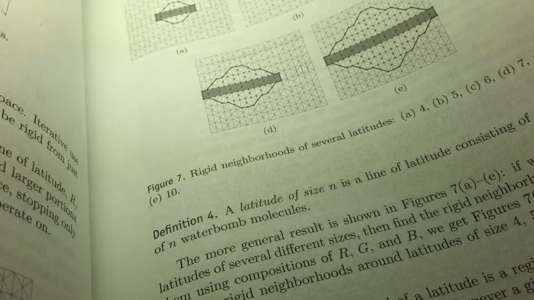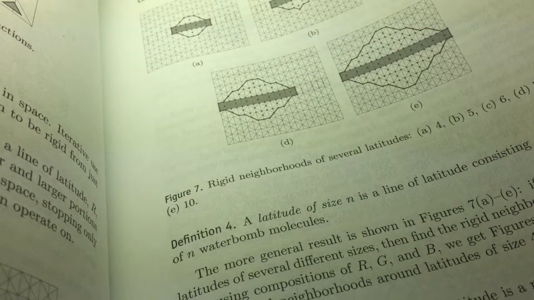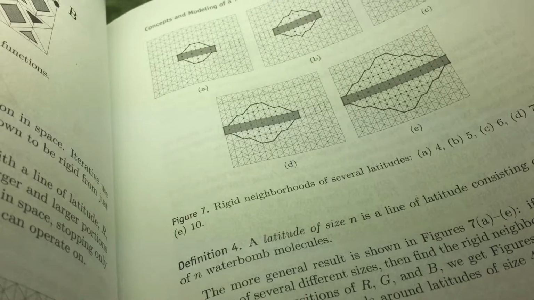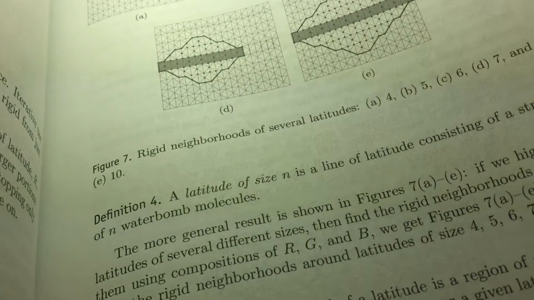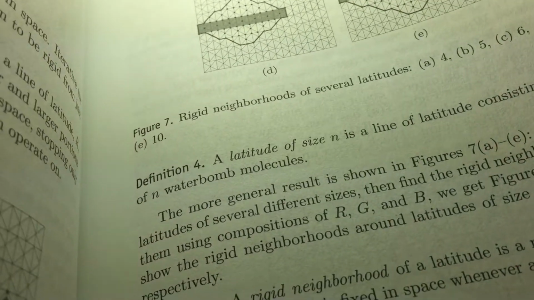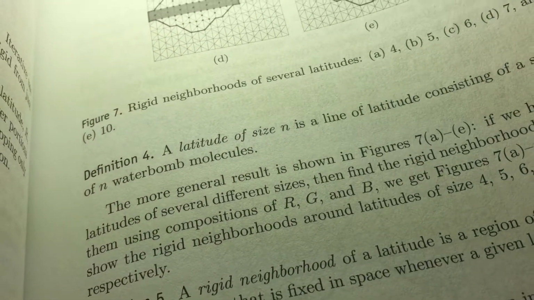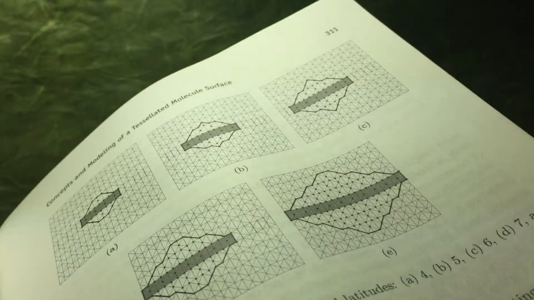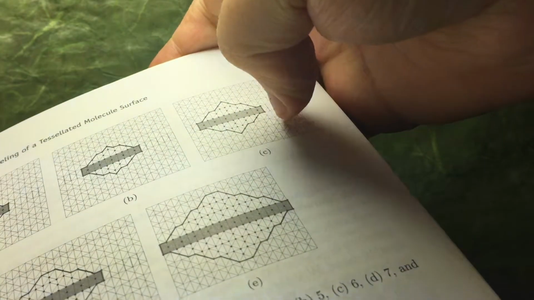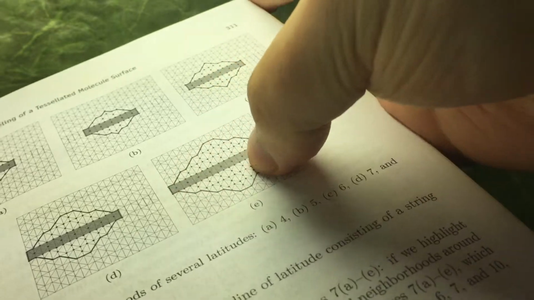The more general result is shown in figures 7a through E. If we highlight latitudes of several different sizes, then find the rigid neighborhoods around them using compositions of R, G, and B, we get figures 7a through E, which show the rigidity neighborhoods around latitudes of size 4, 5, 6, 7, and 10 respectively. So there we have 4, 5, 6, 7, and 10.